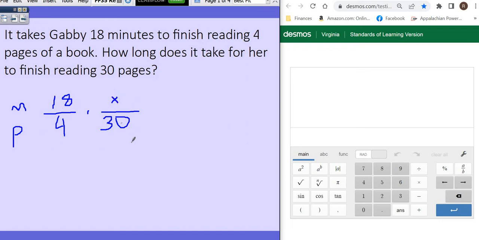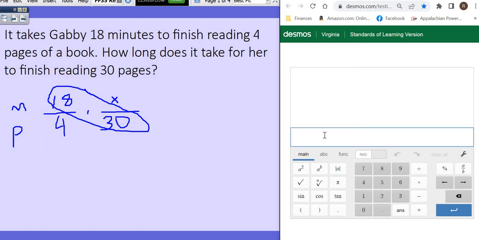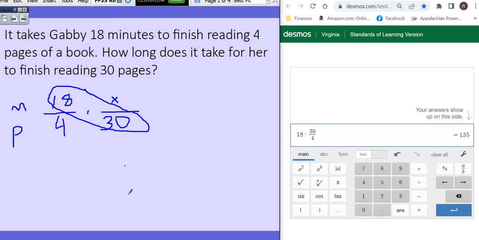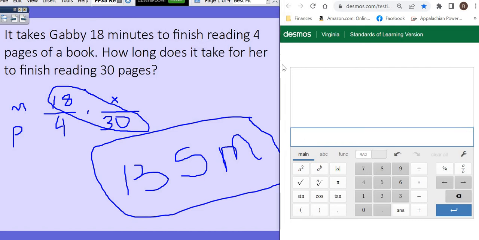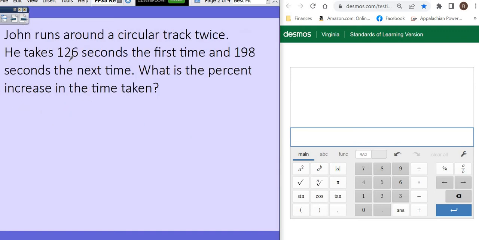So we're going to go ahead and put this in our calculator. You always multiply the 2 numbers that are diagonal from each other and then divide by the number that's diagonal from X. So I'm going to do 18 times 30, then immediately divide by what's diagonal from the X, the 4. That means she would read 135 minutes to read 30 pages. Okay? So that's how you set that up. Unit over unit, and then you cross multiply. So let's look at the next one.